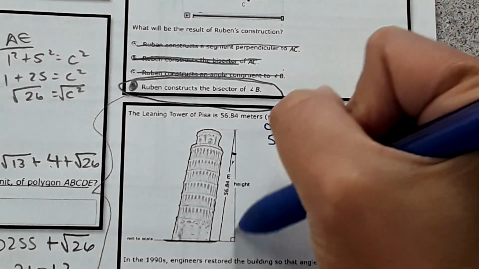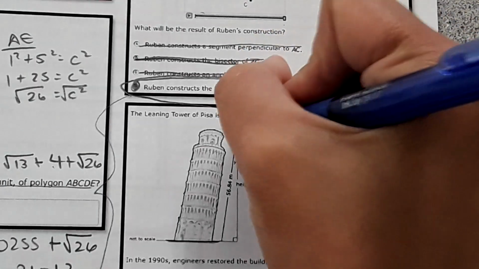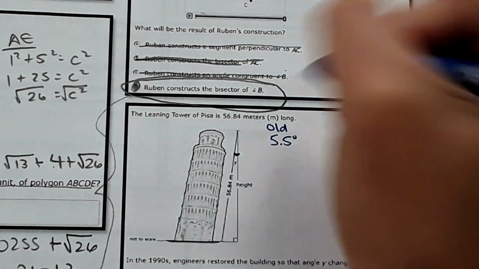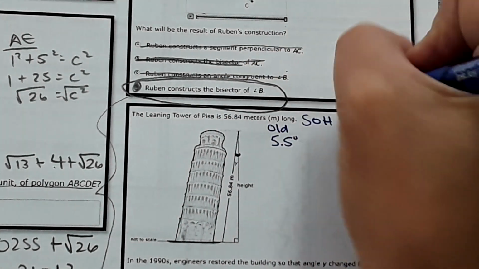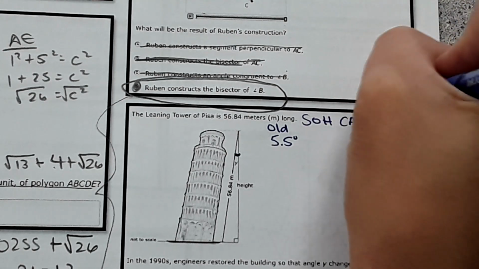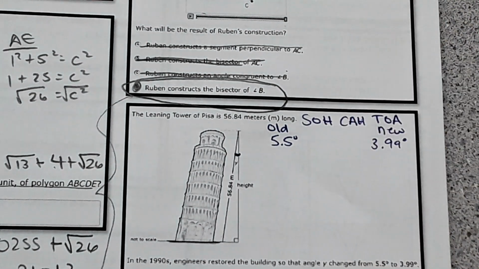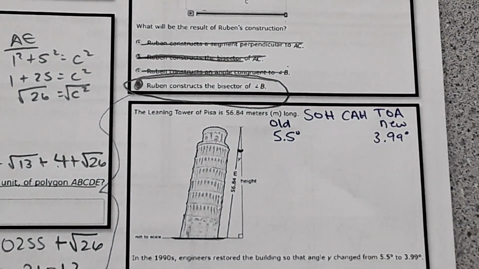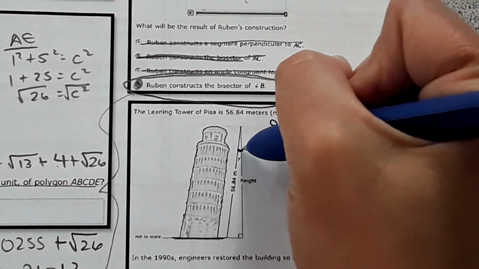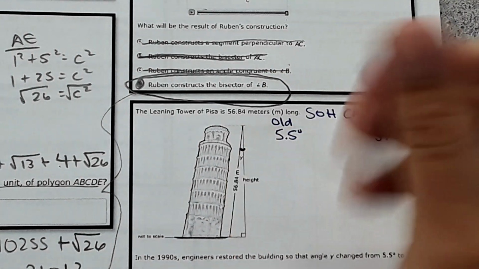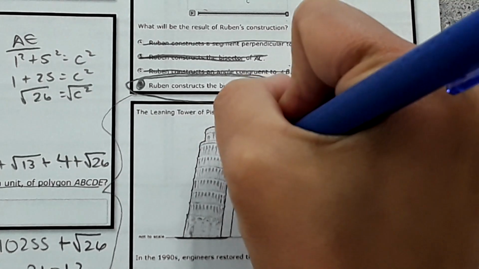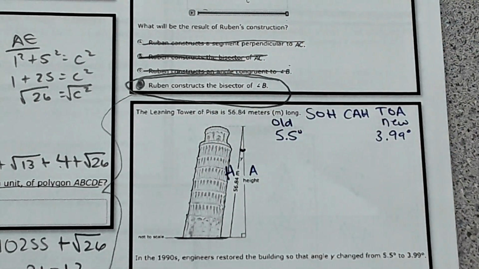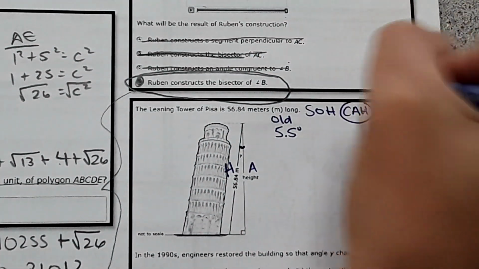So we have a right triangle here. It's nice that they drew us a picture. We are actually going to use SOHCAHTOA for this. So based on this angle, we don't have the opposite side. We have the hypotenuse and the adjacent side of that angle. So that means we're going to use cosine.